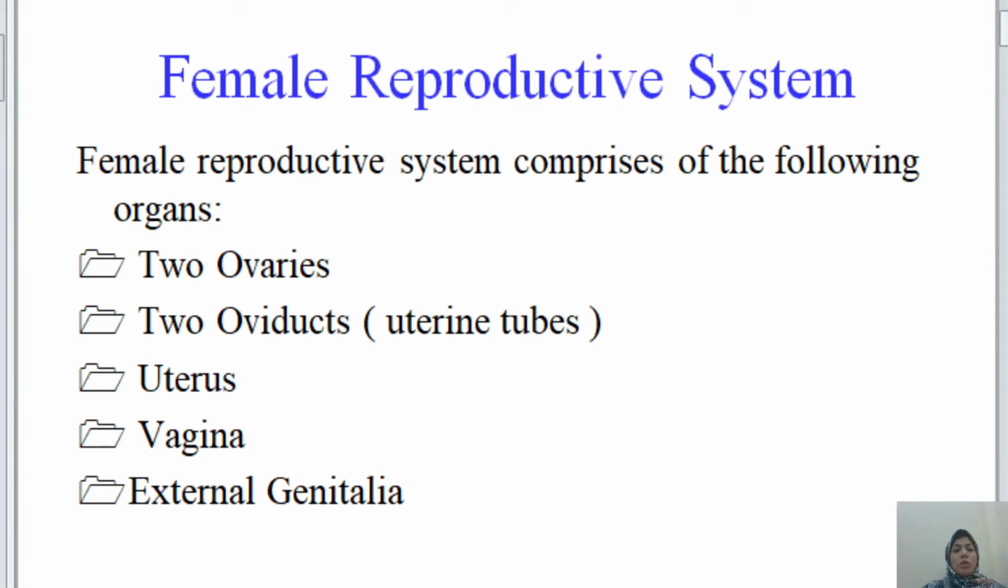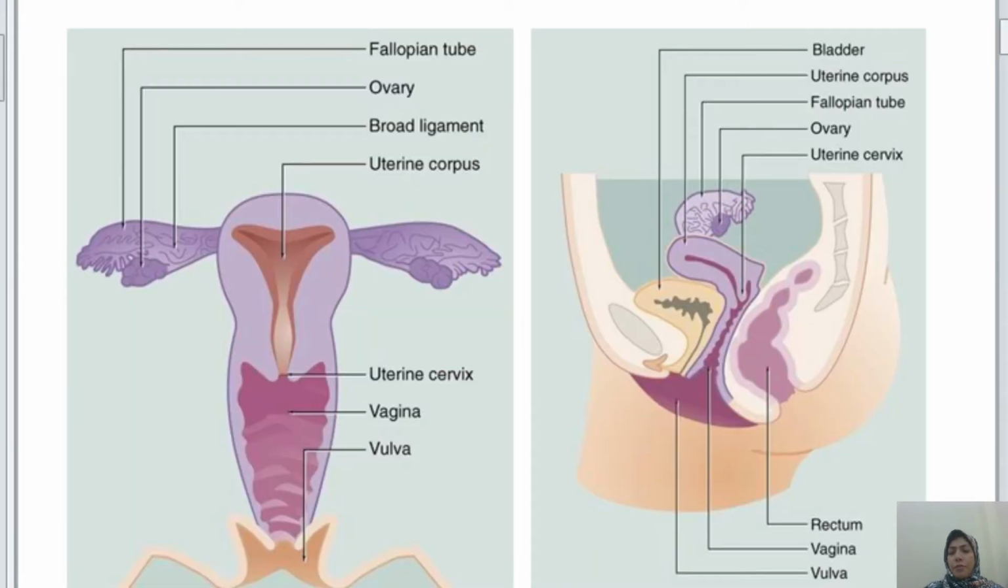At first, I want to introduce the female reproductive system. The female reproductive system includes the following organs: two ovaries, two oviducts, also called fallopian tubes or uterine tubes, uterus, vagina, and external genitalia. Each of these organs, step by step, I will explain in the next slides.